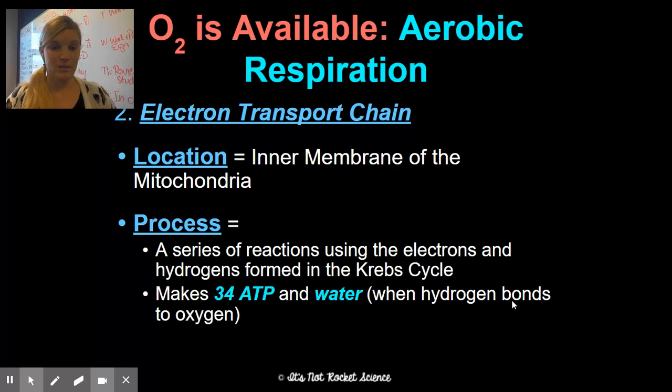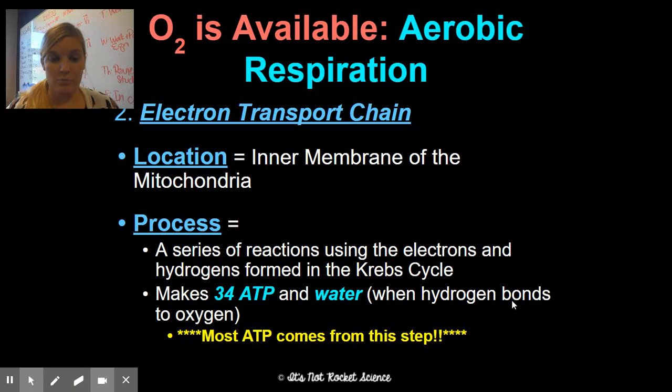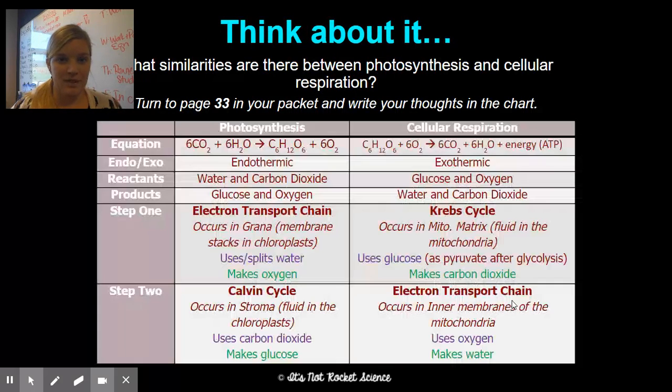And here, because we are doing so much work to break everything apart and causing all these reactions, we're making 34 ATP. So earlier we only made 2 ATP worth of energy, and now we're making 34. And then we also have water. That's our hydrogen bonding to our leftover oxygen molecules. So most of our ATP is going to come from this step. So this is important, and that's why with aerobic respiration, we're able to create so much.